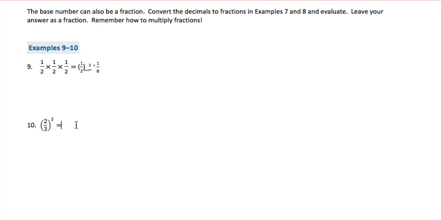So if we look at 2/3 to the second power, that would be 2/3 times 2/3, and we end up with 4/9.